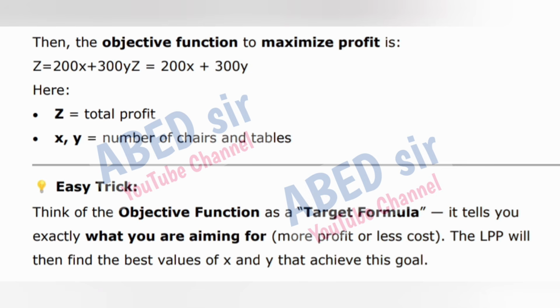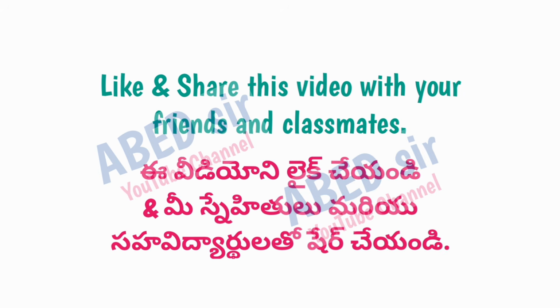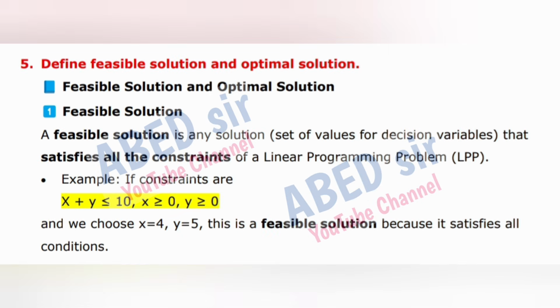Easy trick: think of the objective function as a target formula. It tells you exactly what you are aiming for, more profit or less cost. The LPP will then find the best values of x and y that achieve this goal. Next important short question is 5. Define feasible solution and optimal solution.